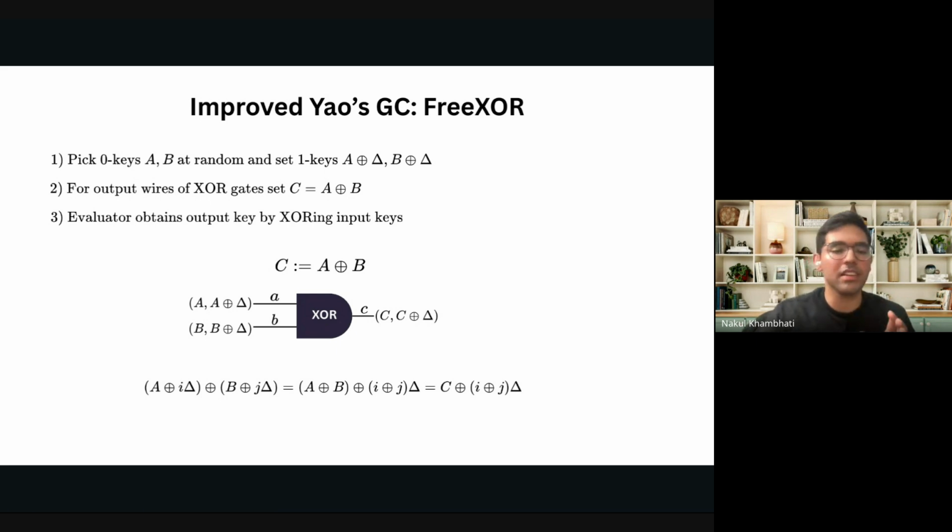One quick example, say that the evaluator has A and B plus delta. She doesn't know that this is the 0 key and the 1 key, but say that we know this is the 0 key and the 1 key. She just XORs the two, gets A XOR B XOR delta, which is C XOR delta because of how we set it, which corresponds to a value of 1, which makes sense because 0 XOR 1 should be equal to 1. This basically just boils down to XOR being a linear operation, and it works well with secret shared data.